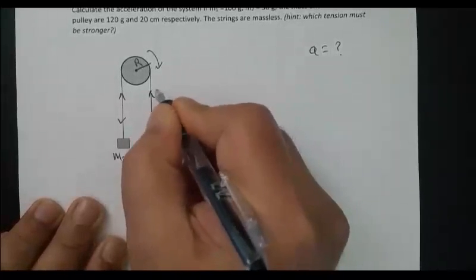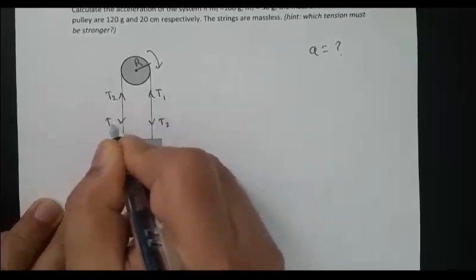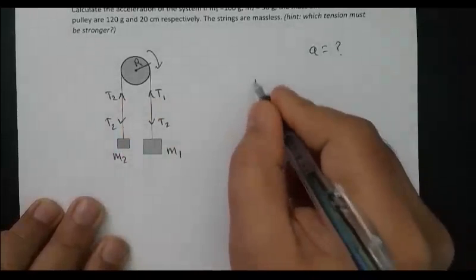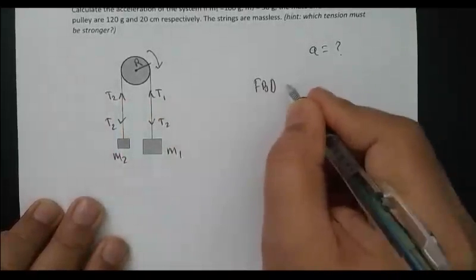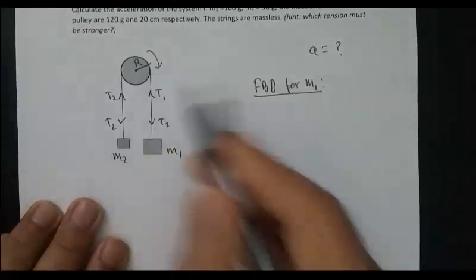On a given string, the tension is the same, but this is different from the other side. That's called T1 and T2. So free body diagrams for M1, M2, and for the pulley.